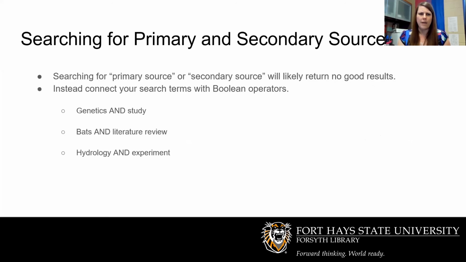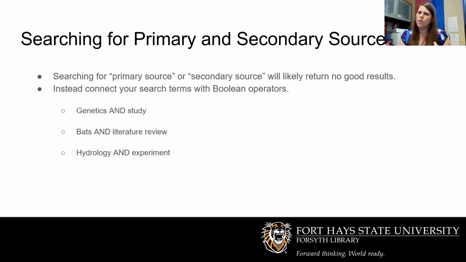So what happens when students or faculty are out there, and faculty know this for the most part, but definitely for students, that when they go out searching for a primary source, what they do is they plug in their search term and then they add primary source or secondary source to the end of it, and they don't get any good results. So a better way to search is to use the Boolean operator and, that connecting word, those connecting words that Cindy told us about.